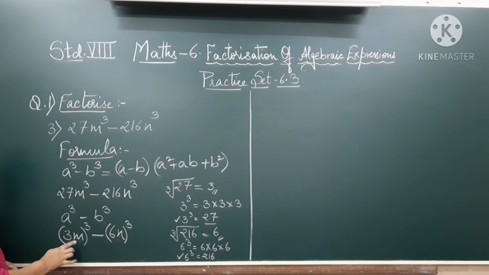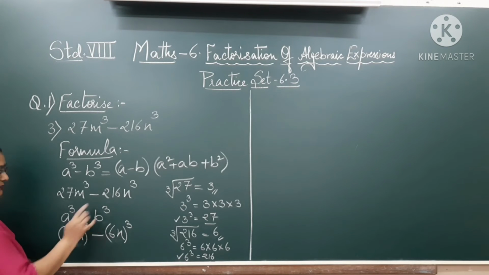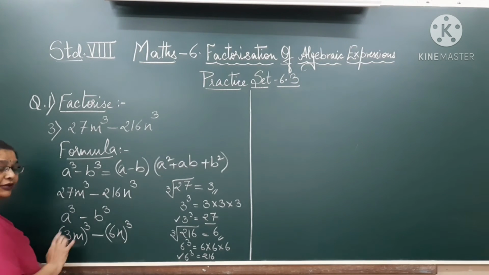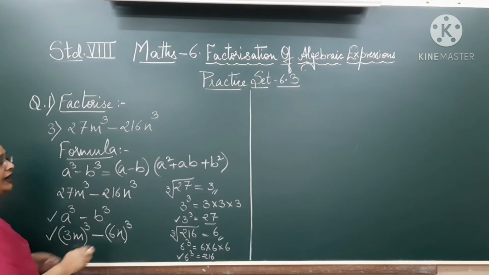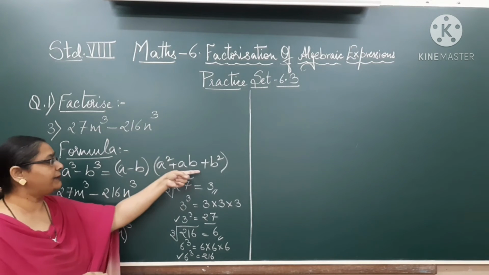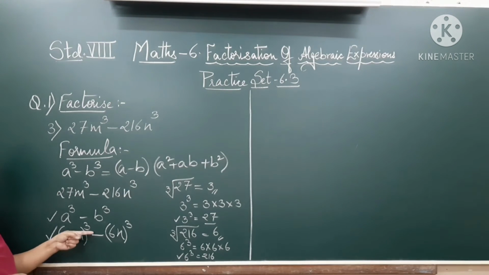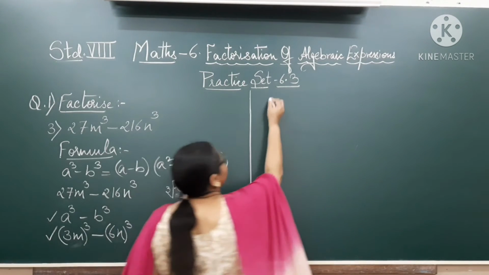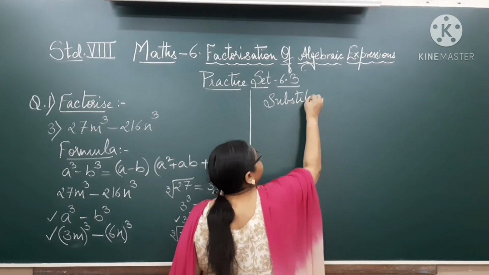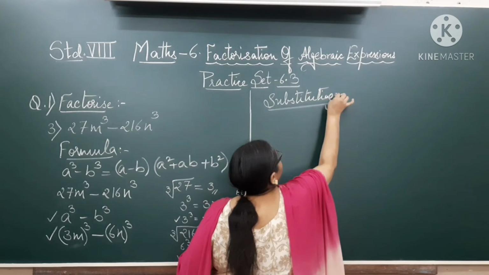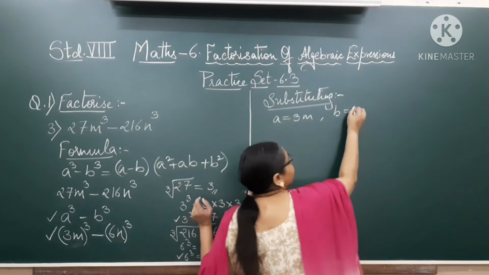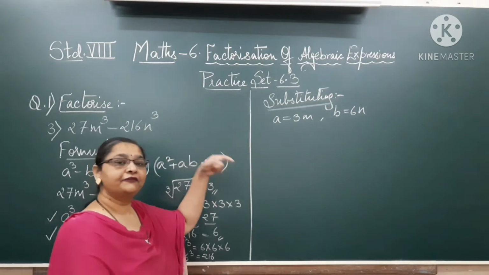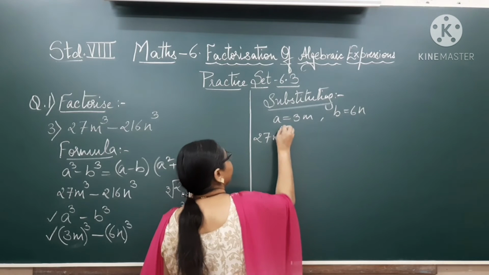So I have got a and the value of b also, and I am going to use this formula. Here 3m the whole cube minus 6n the whole cube is already in the format a cube minus b cube. So let me use the formula a cube minus b cube is equal to a minus b into a square plus ab plus b square to factorize it. Let us substitute and start factorizing. a is substituted by 3m and b is substituted by 6n now.